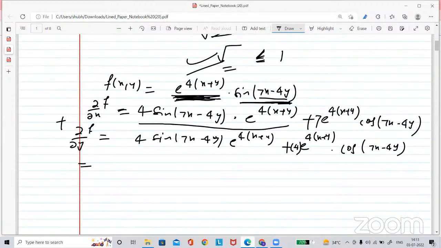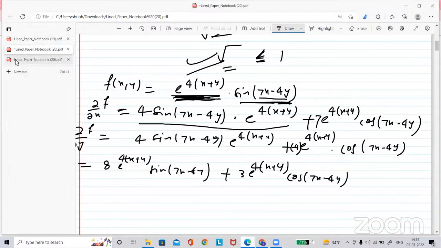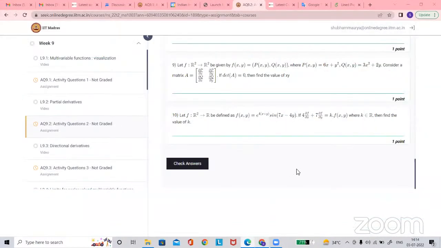So let's add here. This is going to be 8 times e power x plus y, 4 times sine 7x minus 4y, plus if we add this we will get, both are same, no? 3 e power x plus y, 4 times cos 7x minus 4y. So what is in this question?